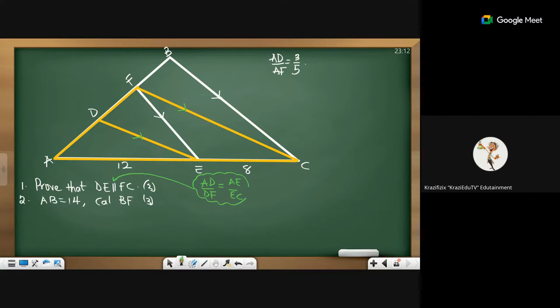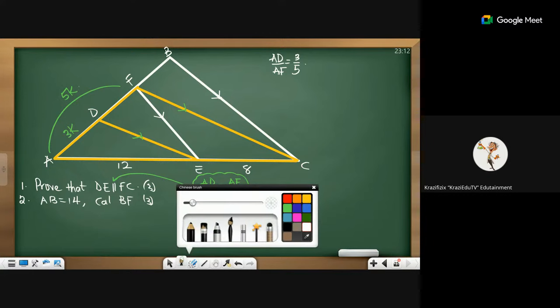Oh, they gave me a ratio. AD over AF is 3 ratio 5. AD, 3K over AF, 5K. Sweet. Guys, learn to just work with what the examiner gives you. They always give you a question and hang themselves. I promise you. Let's just prove this yellow one, and forget the other big triangles.